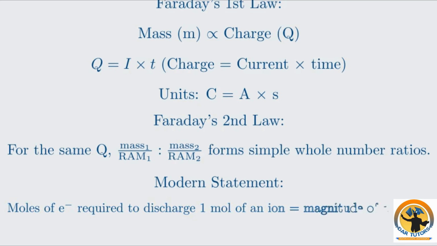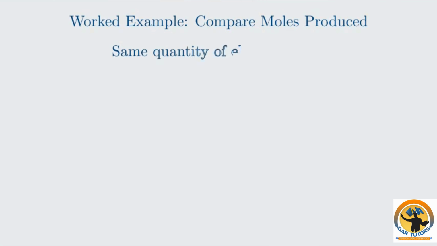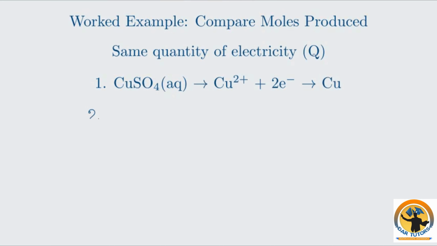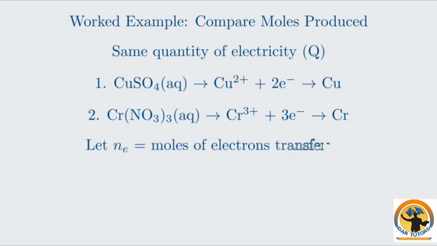The number of moles of electrons transferred to discharge 1 mole of an ion is equal to the magnitude of the ion's charge. Let's demonstrate this with an example. Aqueous solutions of copper(II) sulfate and chromium(III) nitrate are electrolyzed using the same quantity of electricity. The question asks us to compare the amounts of metal atoms produced. Since the quantity of electricity, Q, is the same for both, the number of moles of electrons, n_e, is also the same. Let's assume that n_e moles of electrons are passed.